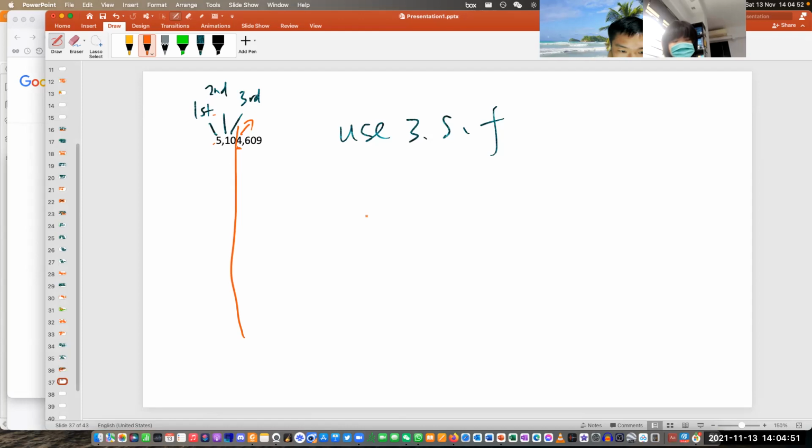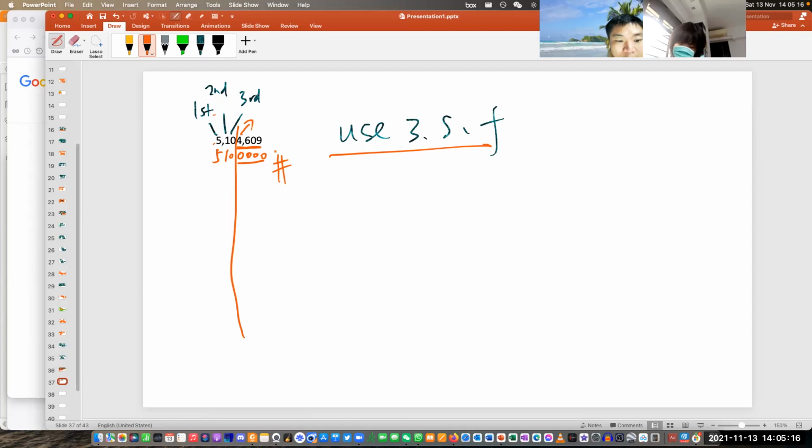This one, round down. So that means when you round down, you don't need to do anything to the third significant figure, which is 0 here. So you just write down 5 1 0, and then the rest you just replace by 0. Behind you have 4 digits, so you replace by 4 zeros. So if you use 3 significant figures, your answer is this one.